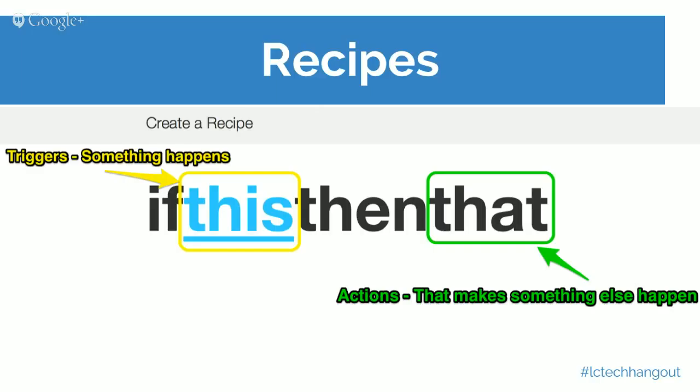And what If This Then That does is it wants you to create a recipe with those channels. So it has a trigger and an action. The first thing, the "this," is a trigger. So if this happens, when something happens in one of those channels, then that happens, which is the action. So you have triggers and actions. When a trigger happens, that makes the action happen on the other end.